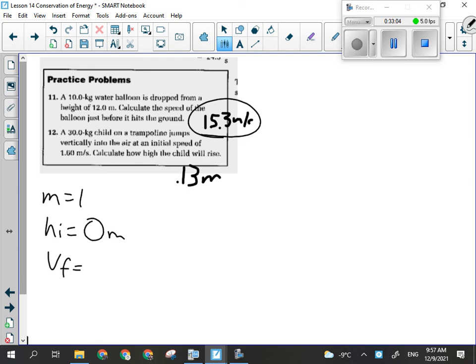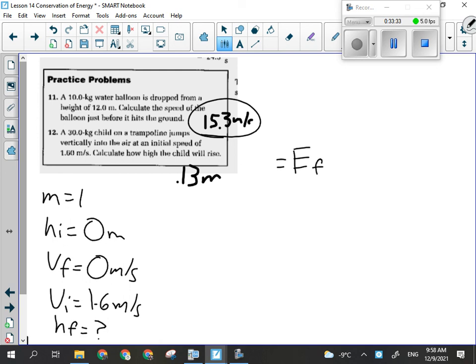We know our initial speed and we know our final speed. Our final speed is 0 meters per second. That's what we were talking about a minute ago when you throw something up in the air. And we know that our initial speed is 1.6 meters per second. Not very fast, it's a little kid. So we are looking for the final height of the child. There's no forces involved, it's just gravity, so EI will equal EF.